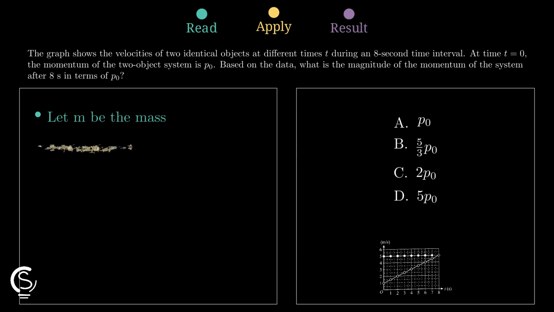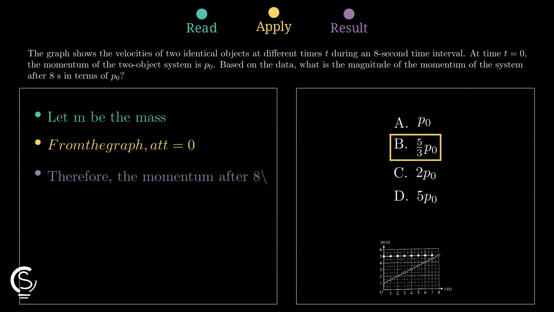Finally, we compare our values. Since 2m equals p0, 2/3 m must be 5/3 of p0. That makes option B our winner.